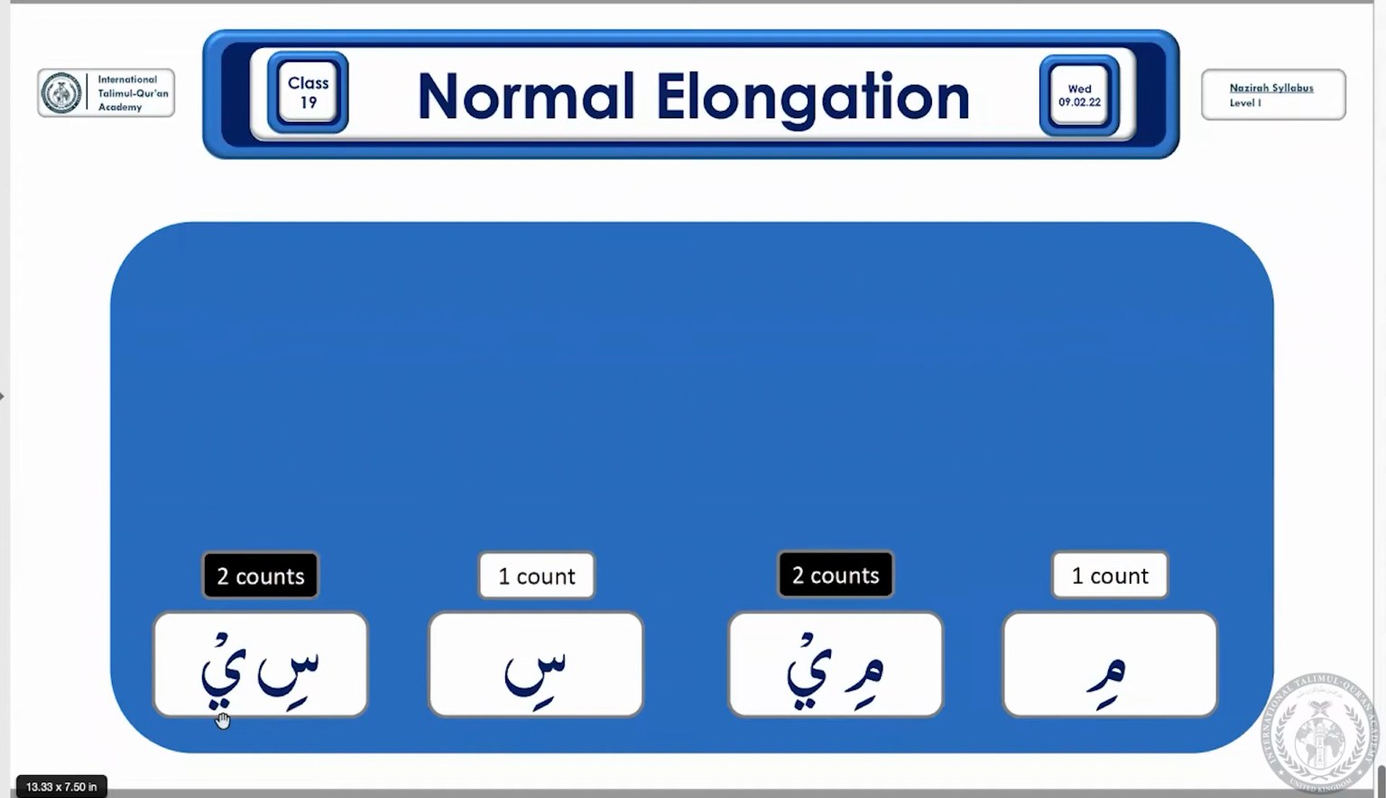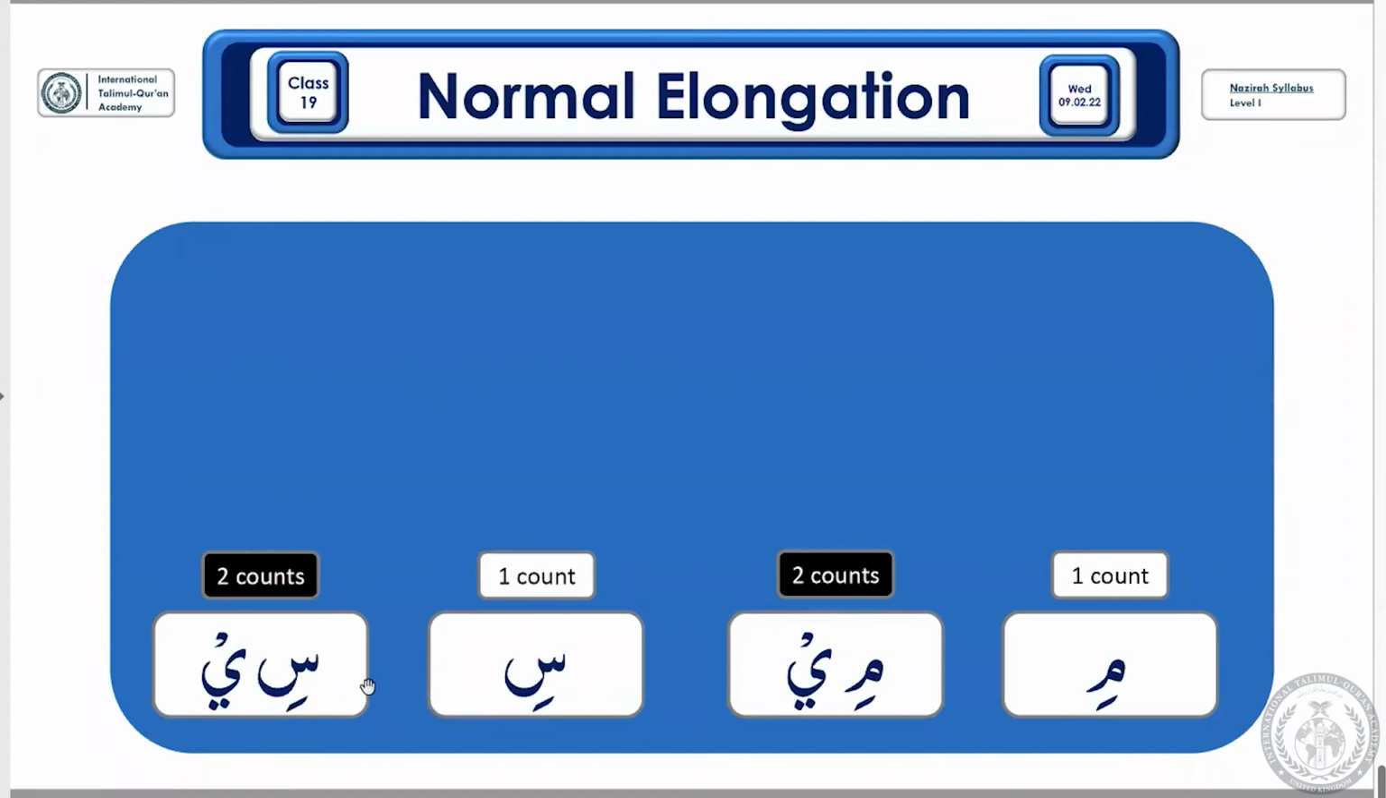As we know, whenever we see a ya sakin and the letter before carries a kasra, this will now be known as a ya madda. Ya madda means that we prolong our sound for 2 counts. So this will be si, si. So one more time, this is si, and this is si.